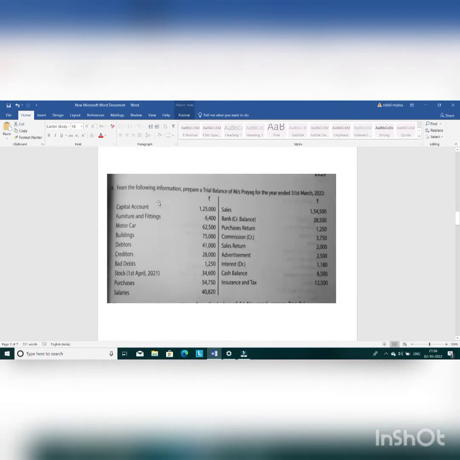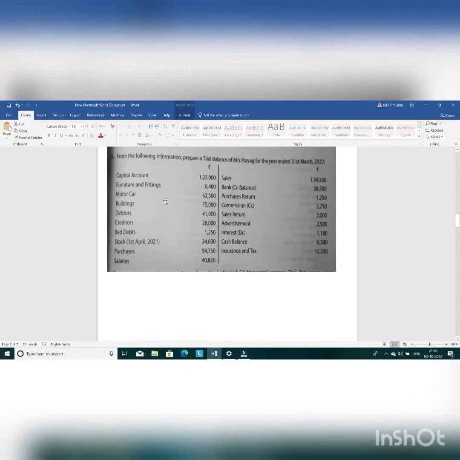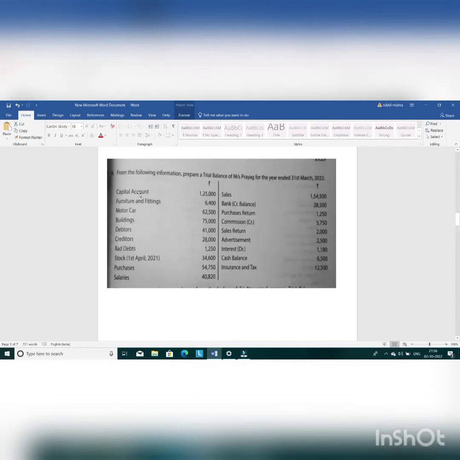Next sum, in this sum also same thing. Prepare the trial balance of MS Prayag for the year ended 31st March 2022. Same thing here also. Capital account, credit column. Furniture and fitting, asset, debit column. Motor car, asset, debit column. Building, asset, debit column. Debtors will be on the asset side, so debit column. Creditors, it's a liability, it will come in credit column.